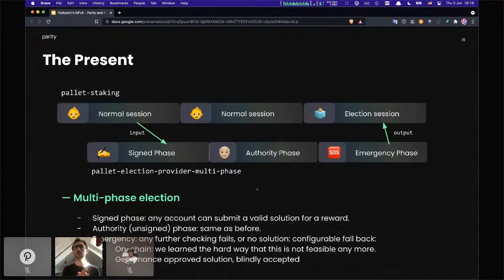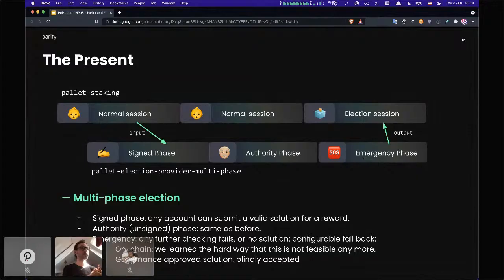I won't dive into too much of this, also in favor of time. There's now a whole new pallet that does one thing, but does it much better. It's called the multi-phase election provider pallet. It lives next to staking. Staking no longer takes care of all this election stuff itself. The TLDR is that it made everything much more efficient.